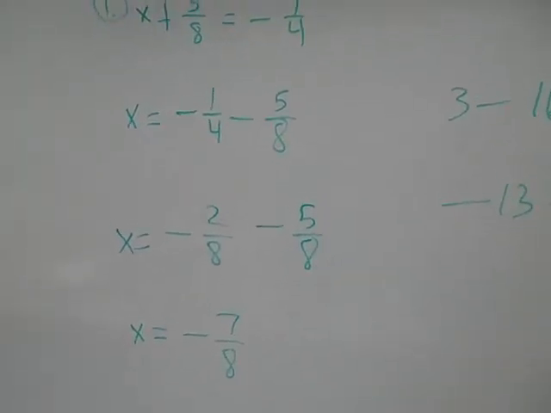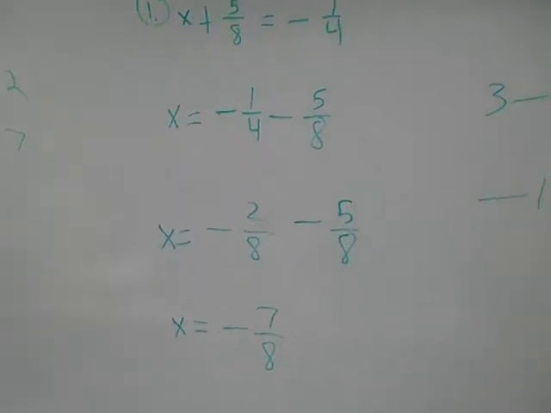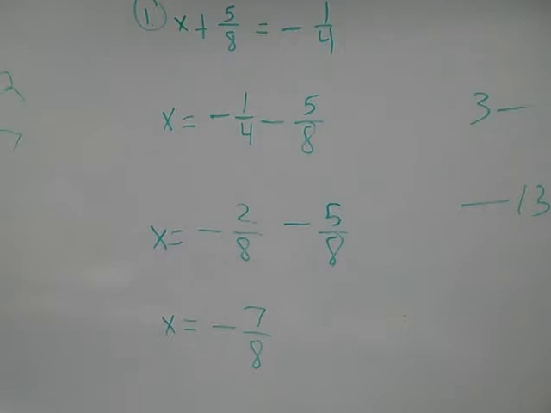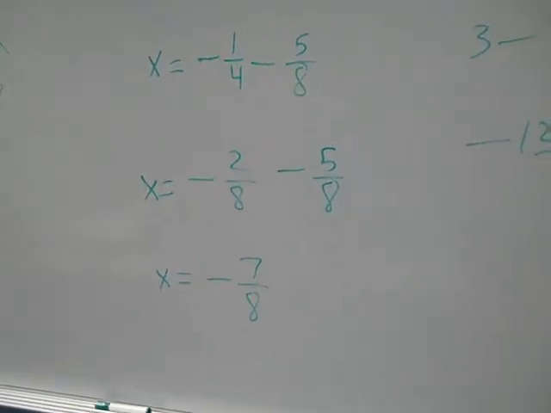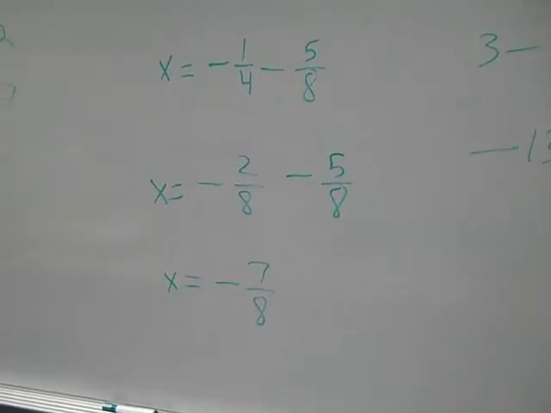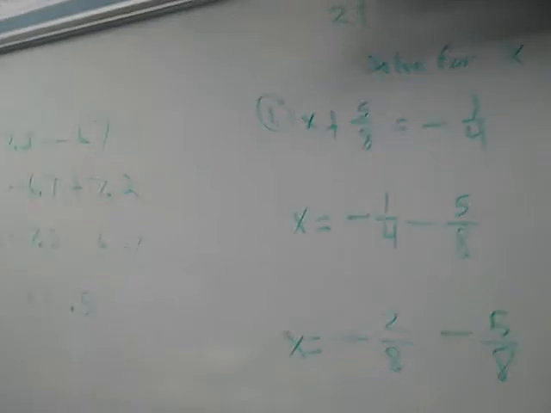So x equals, now you've got to have a common denominator, so you've got to turn 1/4 into 2/8. So x equals negative 2/8 minus 5/8, and that's negative 7/8. Remember, if negative 2 minus 5, if you're 2 in debt and you lose $5 more, you're 7 in debt. So negative 7/8.